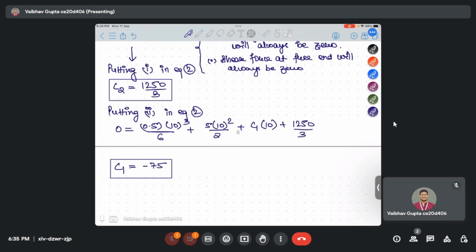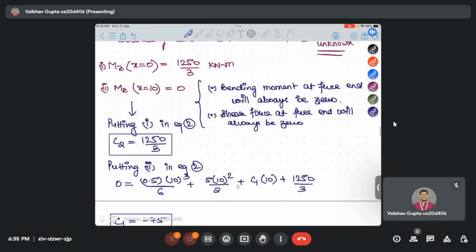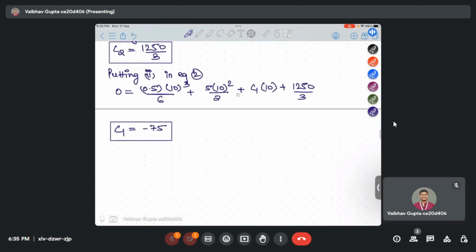Okay. So after putting these two boundary conditions, we got C1 and C2, and finally we got the expression of our Mz as 0.5x cube by 6 plus 5x square by 2 minus 75x plus 1250 by 3.